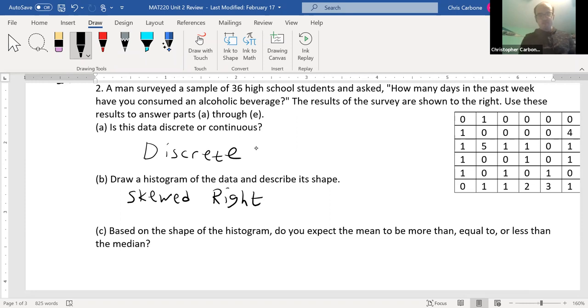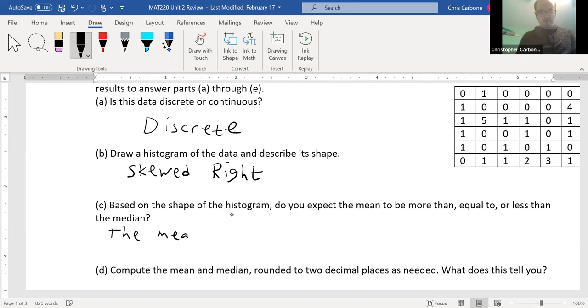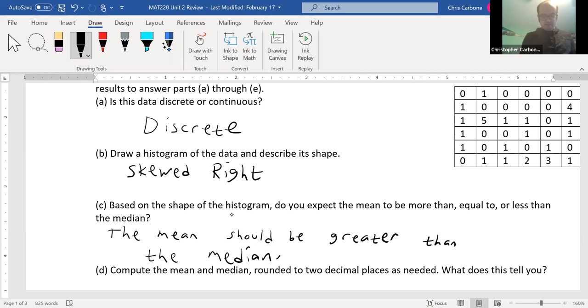And then based on this shape, we want to know, do we expect the mean to be more than, equal to, or less than the median? Since it's skewed right, that means the mean should be pulled further to the right. So because of that, the mean should be greater than the median in our case.